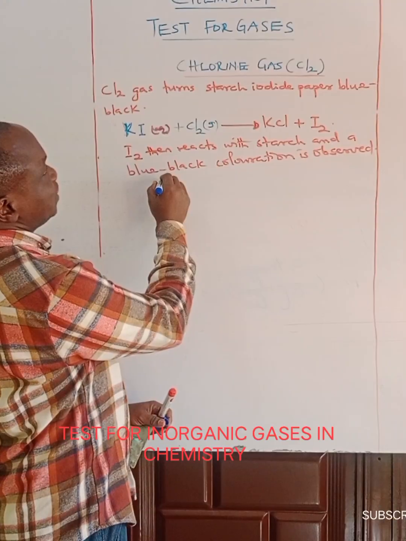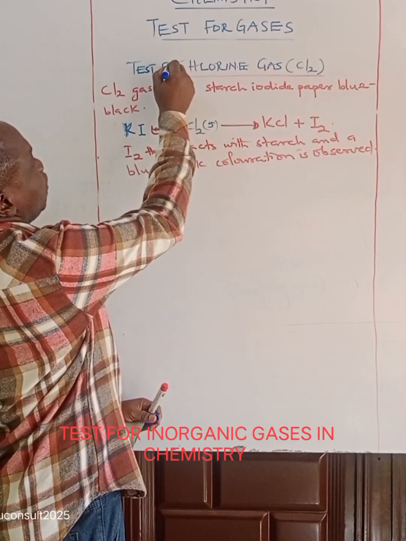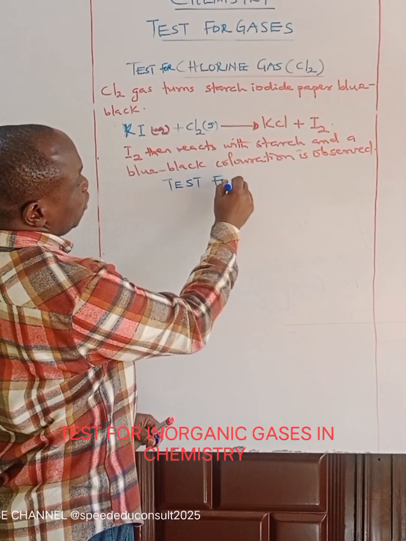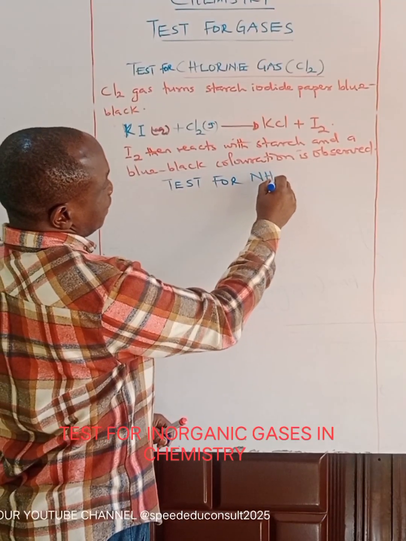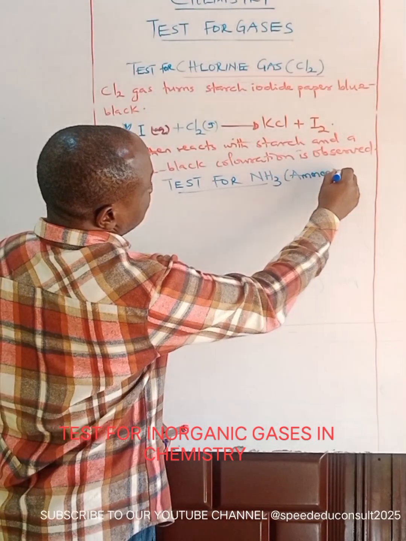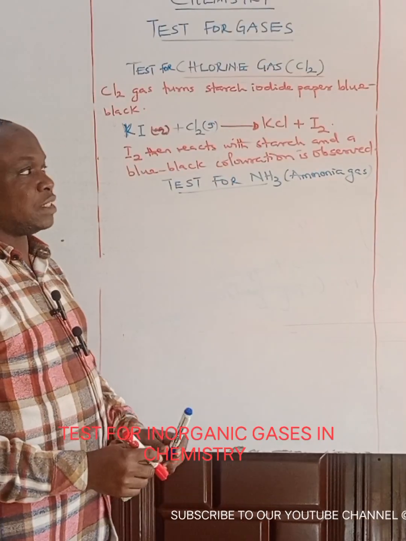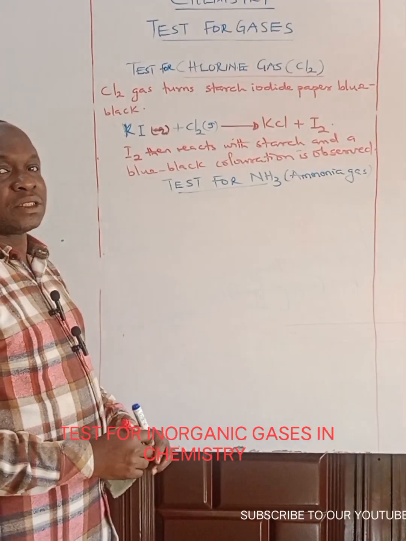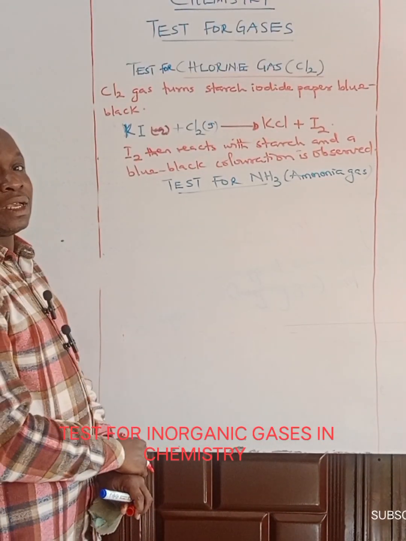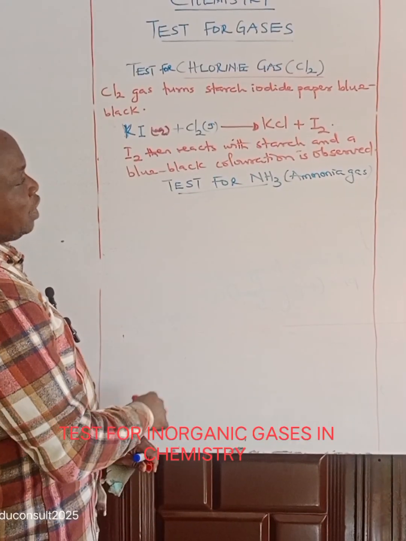So this is the test for chlorine gas. Now the test for ammonia gas. How do we test for ammonia gas? Ammonia gas is the only basic gas in chemistry that turns moist red litmus paper blue. It turns moist red litmus paper blue, meaning it is basic.